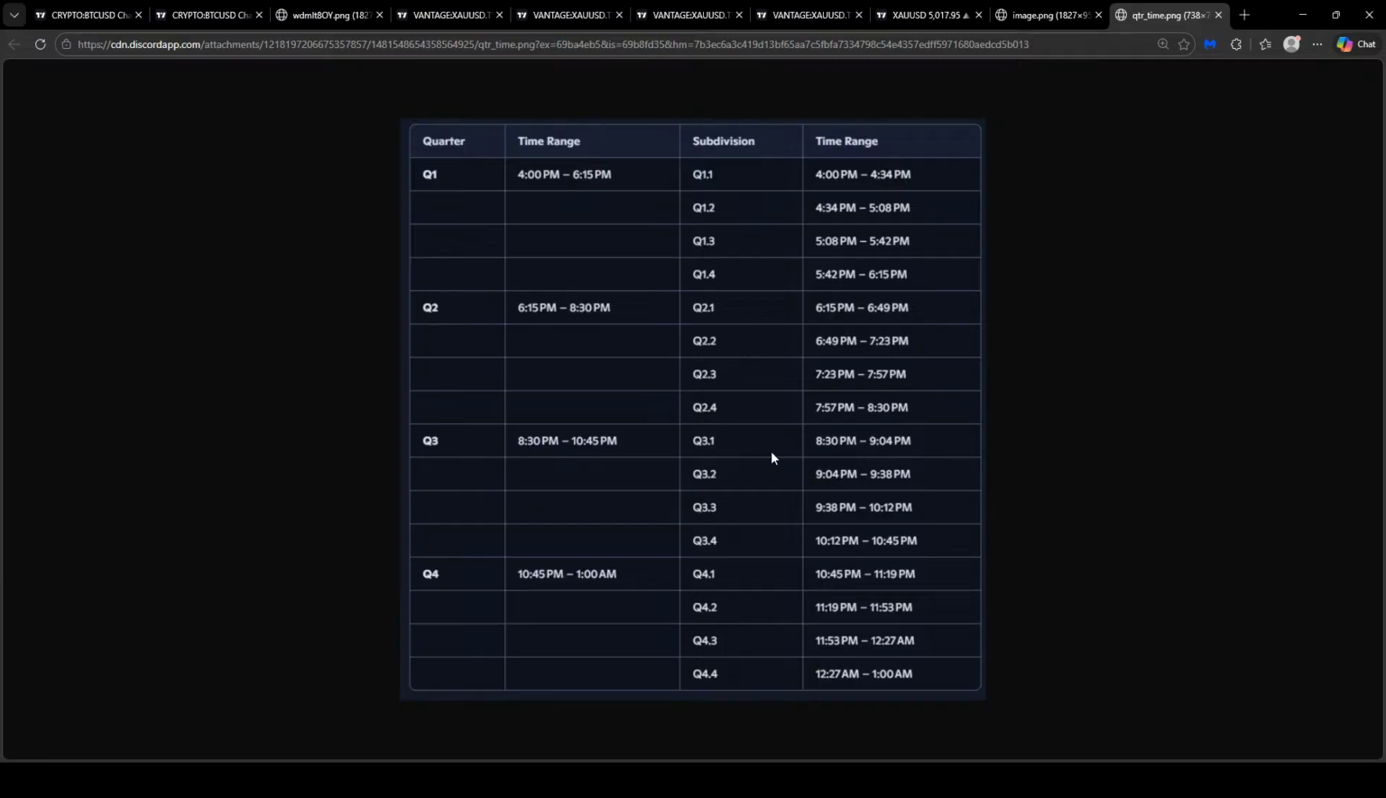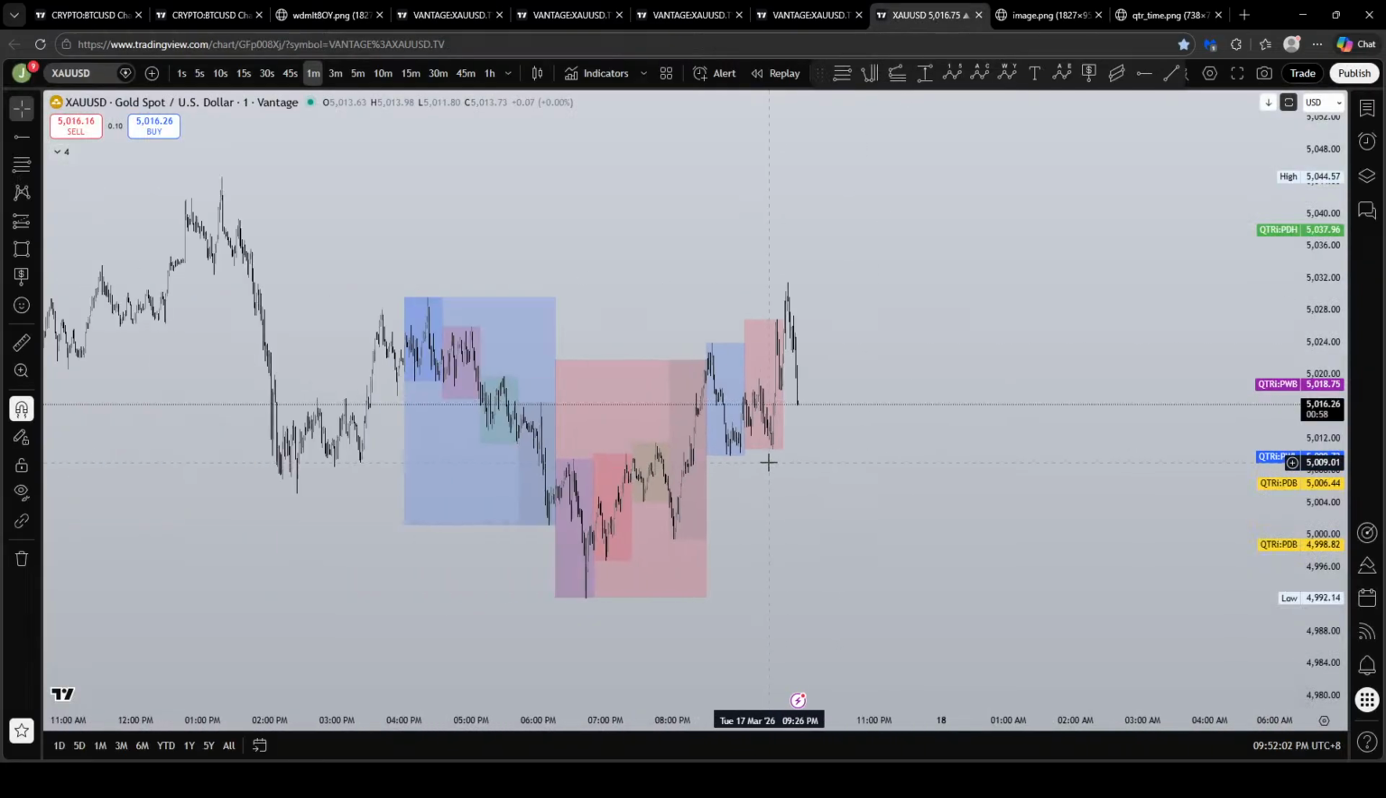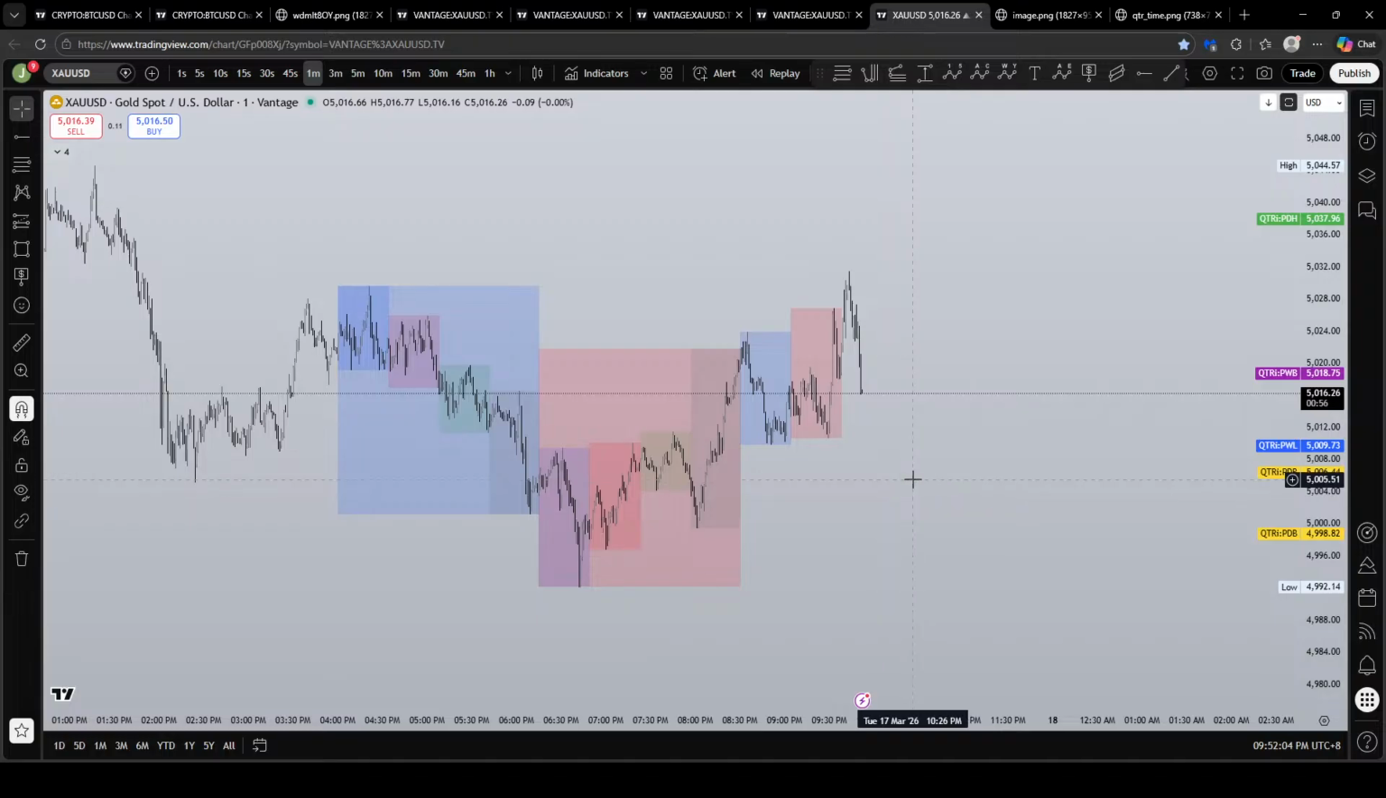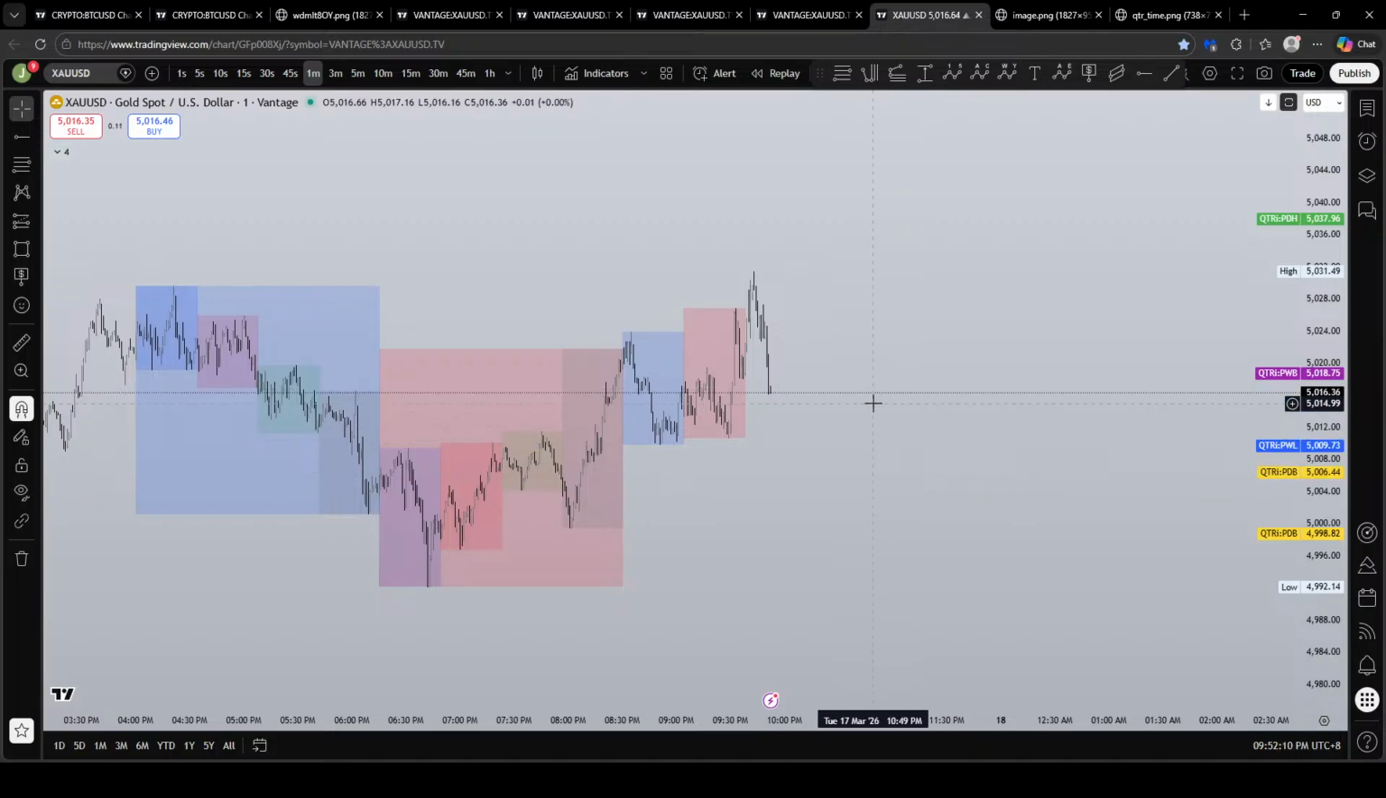As of the moment, the time is 9:51 using GMT plus 8. The quarter 3 best time window to find an entry will start at 9:04 and run to 10:12. So therefore we are currently under sub-quarters 2 and 3 of quarter 3. So what's the purpose of finding a setup during the sub-quarters 2 and 3?